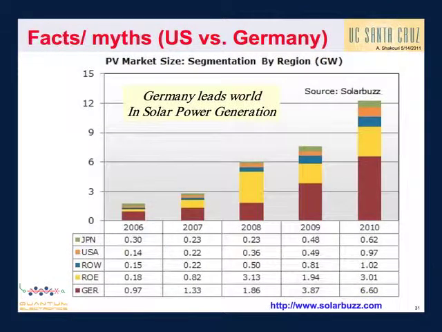Here is the photovoltaic market size 2006 to 2010 in certain units. The bottom one is Germany, then the green is the rest of Europe, and then the rest of the world, and then USA is the maroon here, and the green is Japan. So you see how things have grown. Germany itself is installing as many solar panels as the rest of the world.